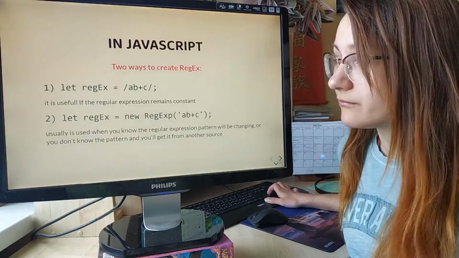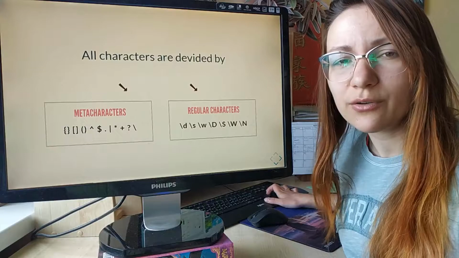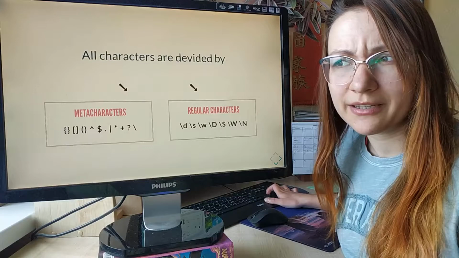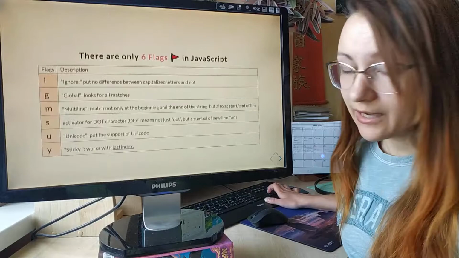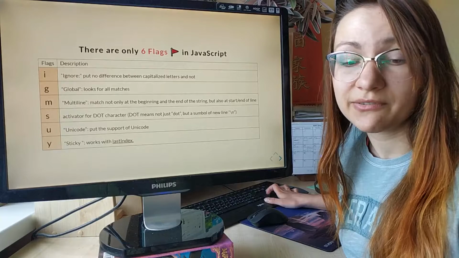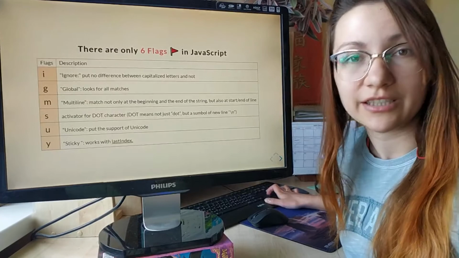So you put some characters inside the regular expression, and all these characters can be divided into two groups: metacharacters, which have a special meaning, and regular characters, which have a literal meaning and even look like letters, but with a backslash. Okay, besides, each regular expression consists not only of characters, but also of flags, some kind of switchers. There are six flags in JavaScript, and the most widely used flags are g, i, and y.